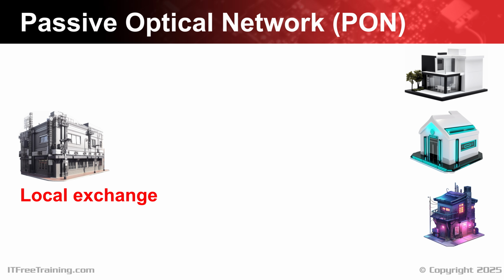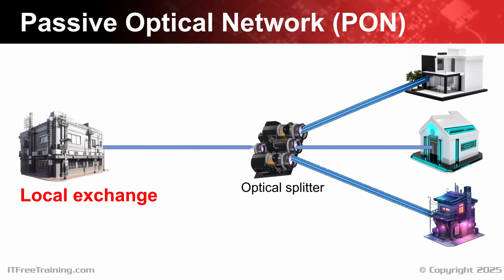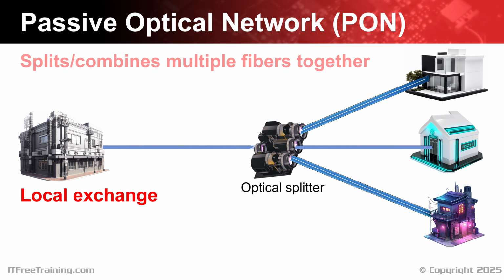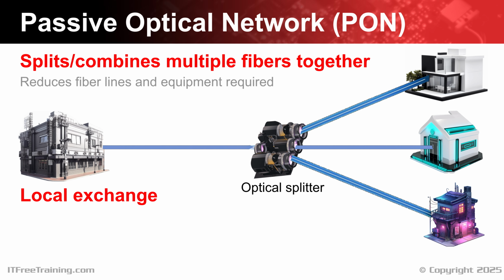Thus, to reduce the cost, an optical splitter is used to split the fiber cable into 3. An optical splitter divides the fiber cable in one direction and combines multiple fiber cables in the opposite direction. The reason they are used is it reduces the fiber lines required and also the equipment required. In this example, there are 3 homes sharing the same fiber cable back to the local exchange. This means that the exchange requires 2/3 less equipment.